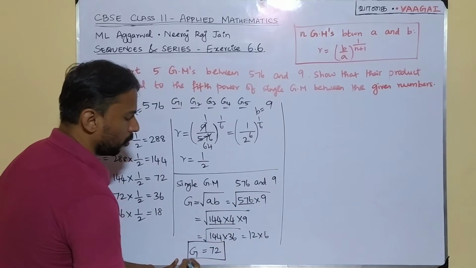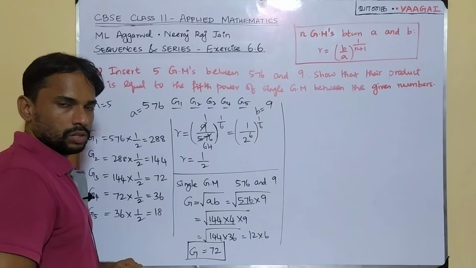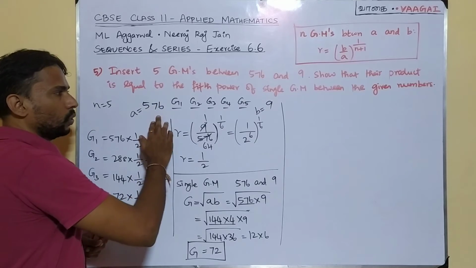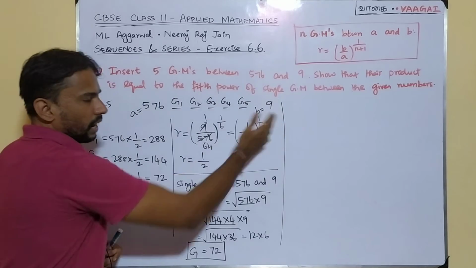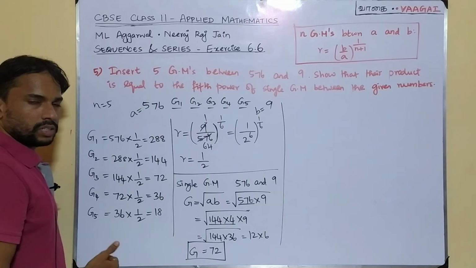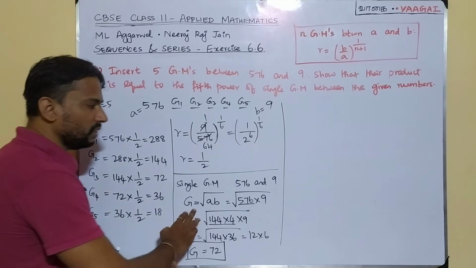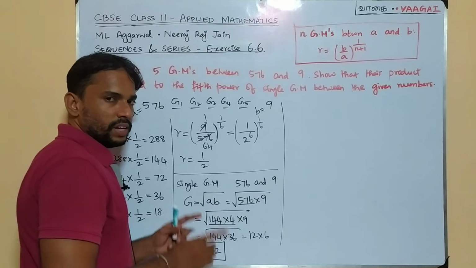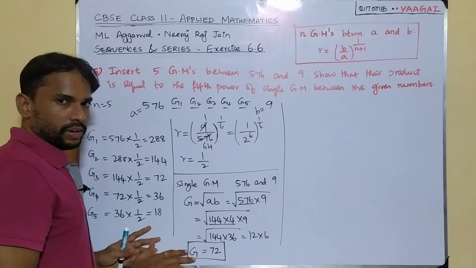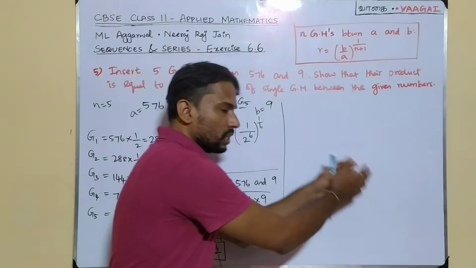So now you are sure about all the values. We have the two basic values 576 and 9. Between those two values we inserted the 5 geometric means, that is done. And between the same two values 576 and 9 we inserted the single geometric mean also, that is 72. Both are ready. Now let us move on to the second part of the question.